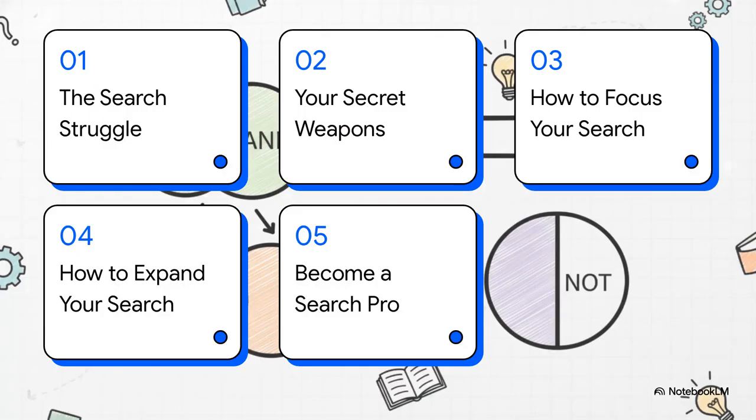So, here's our game plan. First, we'll talk about that common search struggle. Then, I'm going to give you a whole new set of secret weapons. We'll cover how to use them to focus your search, but also how to expand it when you need to. And by the end of this, you'll be putting it all together like a total pro.